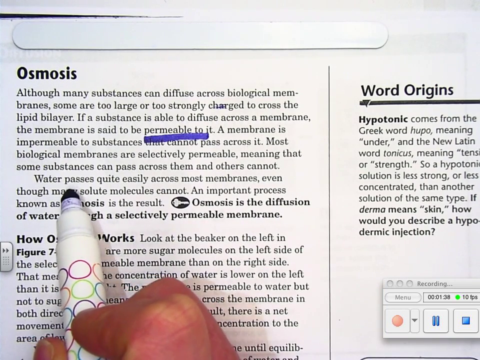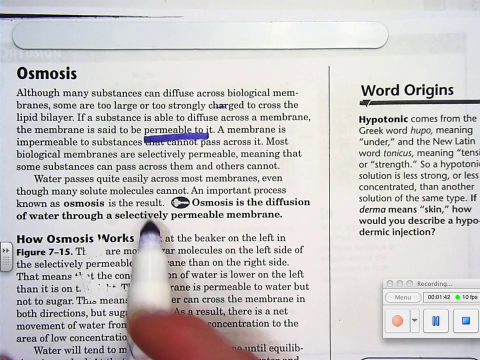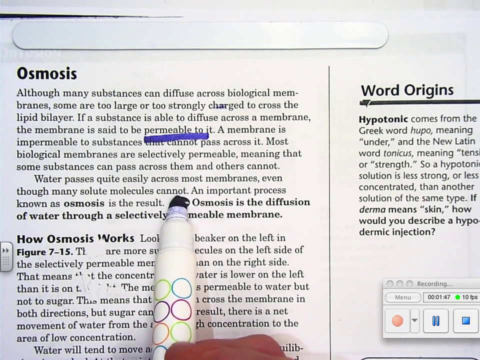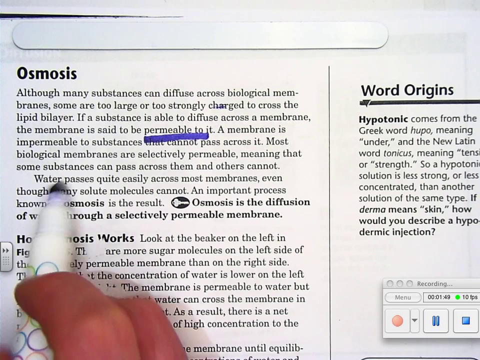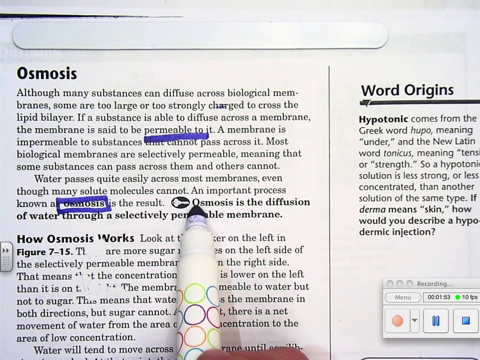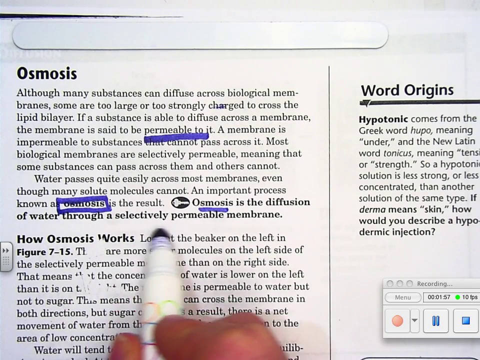Water passes quite easily across most membranes, even though many solute particles cannot. An important process known as osmosis is the result. Osmosis, and this is really important, osmosis is the diffusion of water through a selectively permeable membrane.